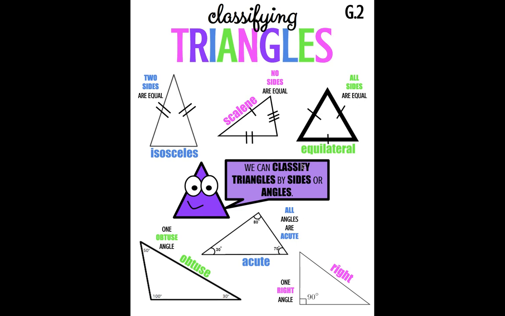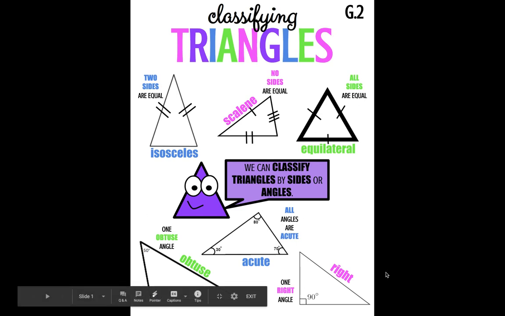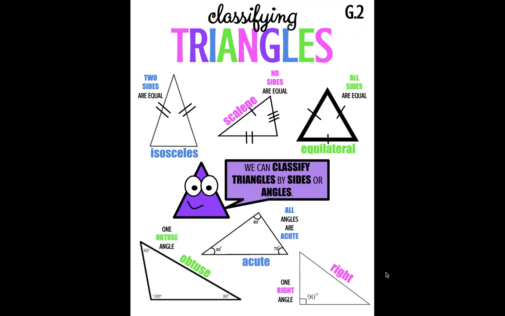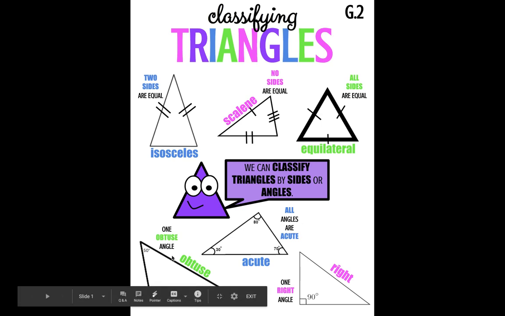Your second way to classify triangles is by their angles. So remember last week you learned angles. So an acute angle means it's less than 90 degrees. A right angle means it's 90 degrees exactly, and an obtuse angle means it's more than 90 but less than 180. So if you look at your first triangle, it's an obtuse triangle.